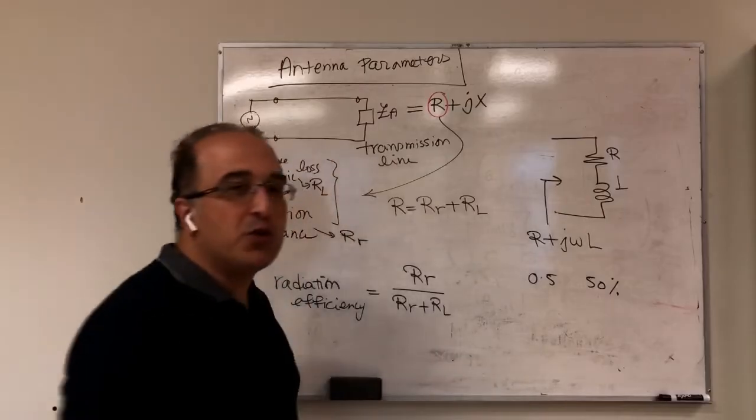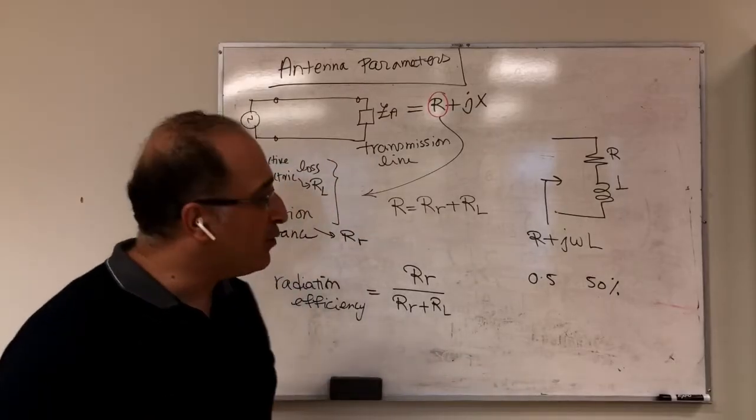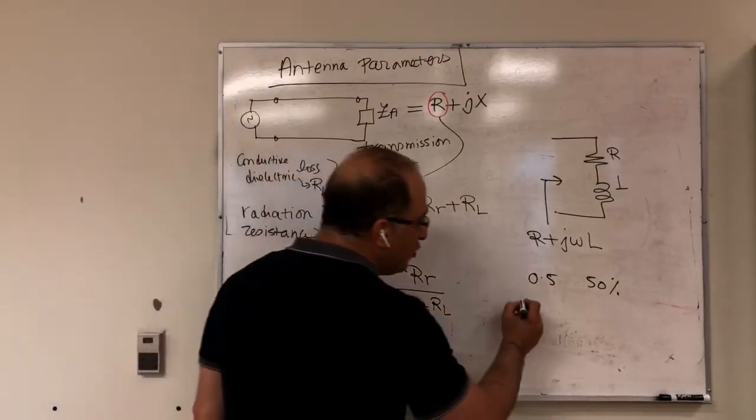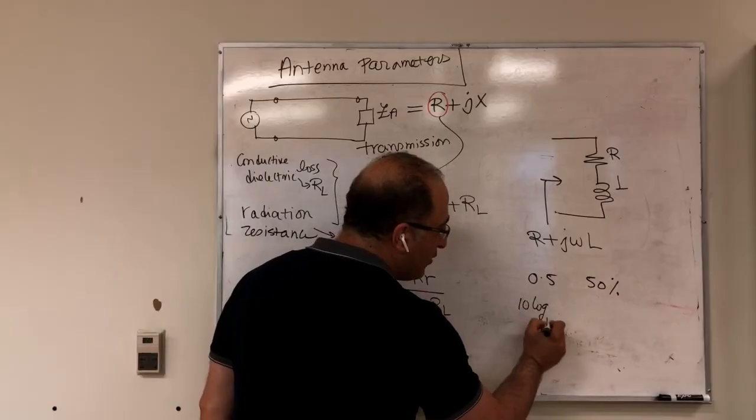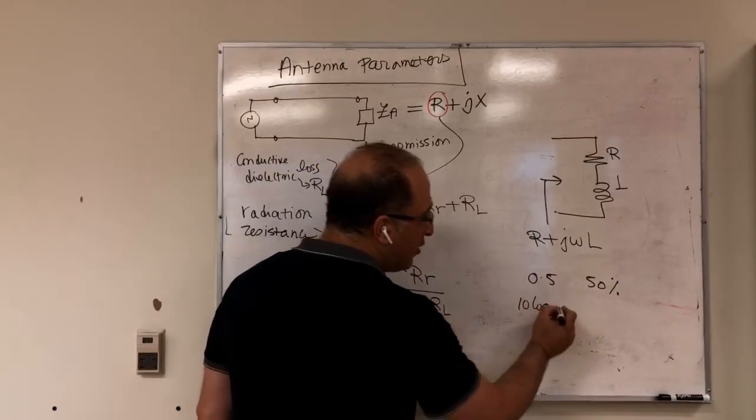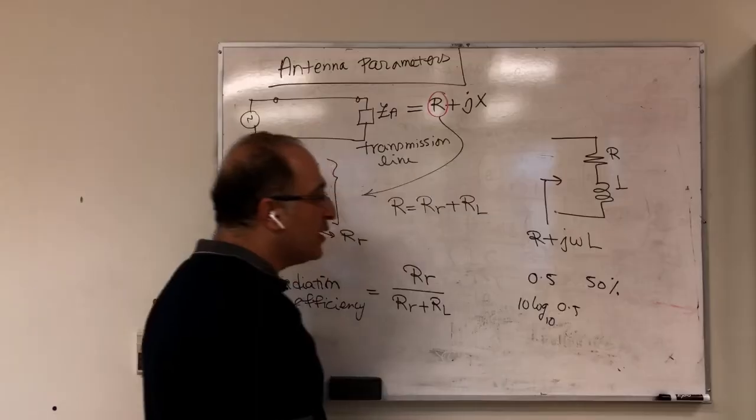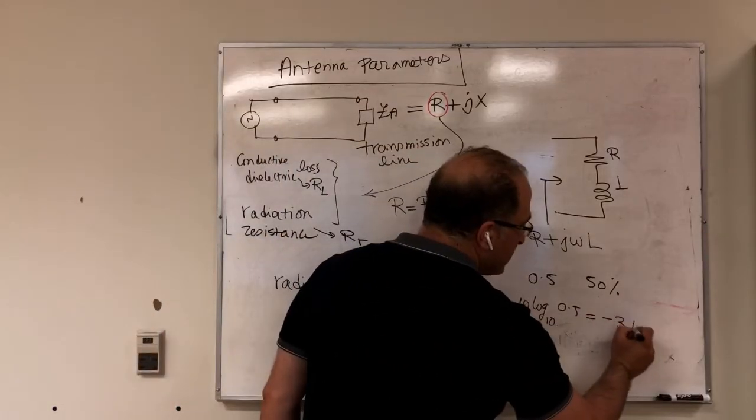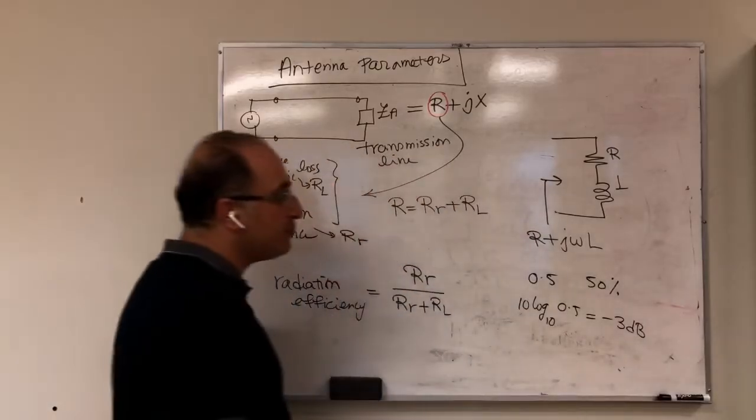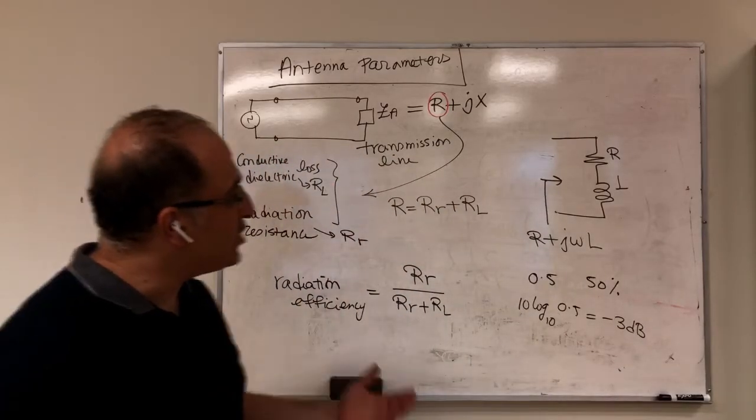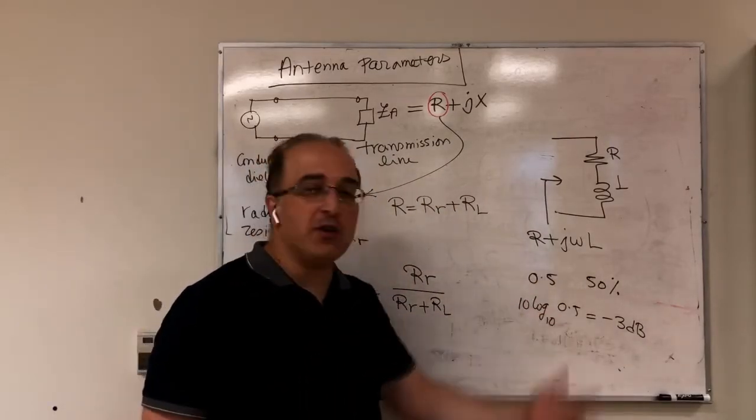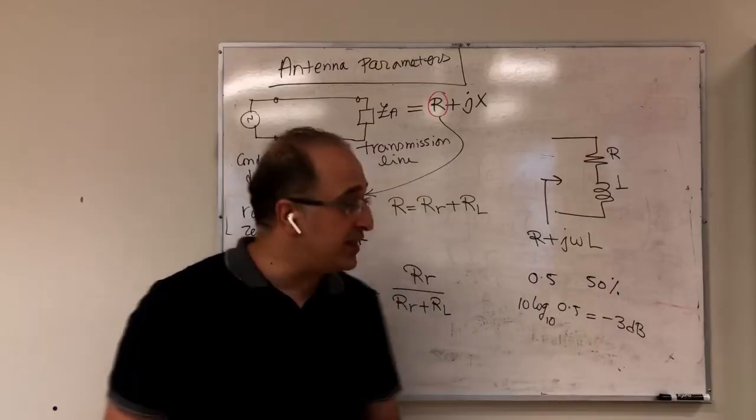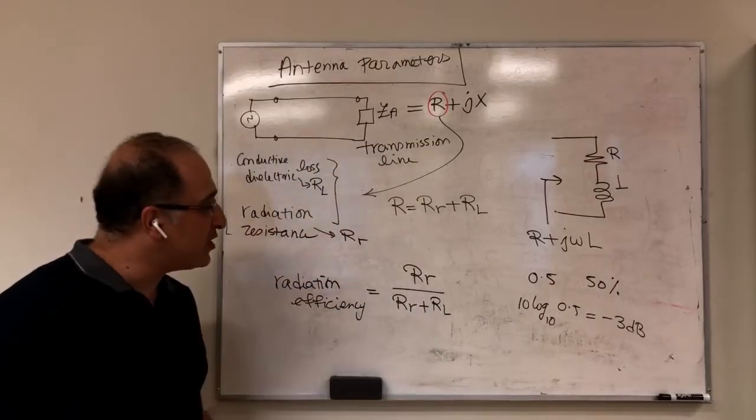And sometimes you present it in dB. So if you want to present it in dB, you take 10 log base 10 of the number, which is 0.5, and then you end up with minus 3 dB. So you say radiation efficiency is 0.5 or 50% or minus 3 dB. So this is your radiation efficiency.